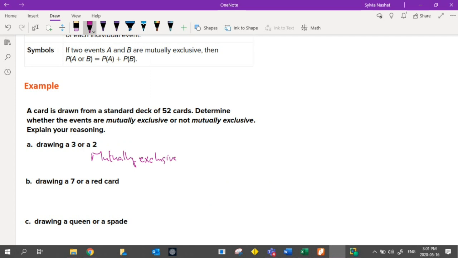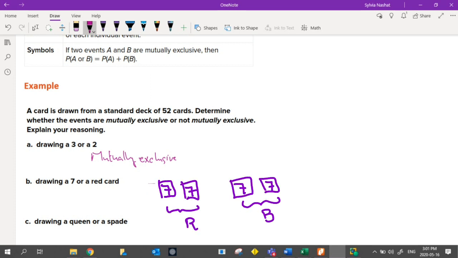Part B, drawing a 7 or a red card. Of course, we know that there are 2 cards of 7 that are red and 2 cards of 7 that are black. So these are red and these are black in the deck of cards. So this means that drawing a 7 or a red card can happen together, so they are not mutually exclusive in this case, and it will have another rule. We will talk about this later in this video.